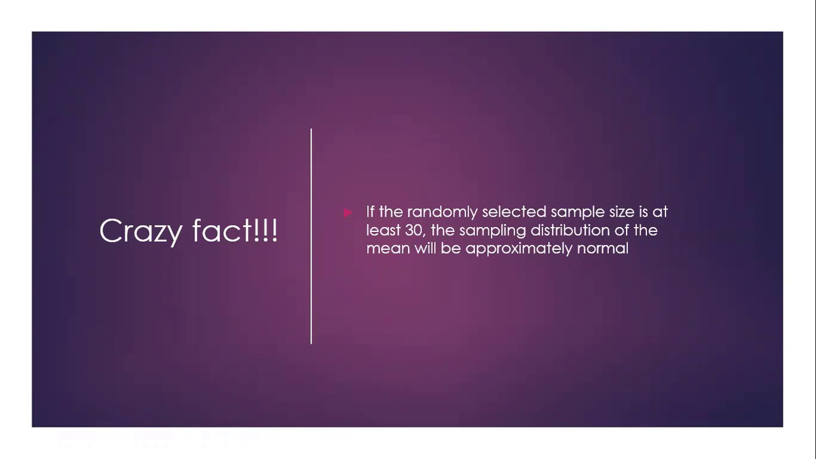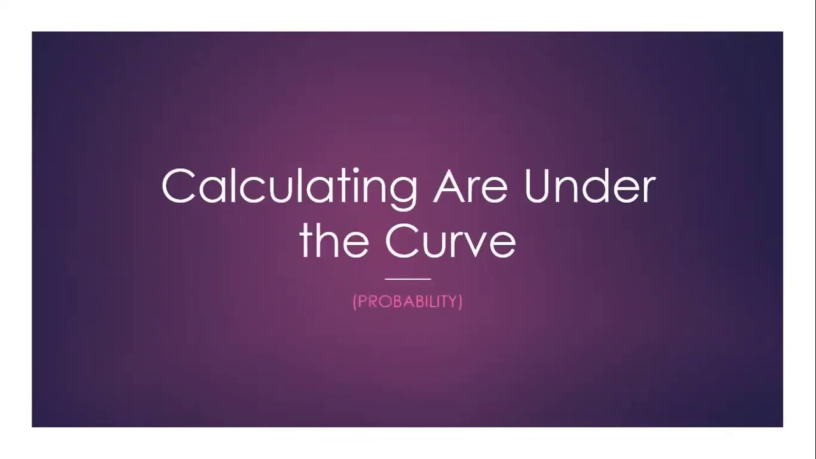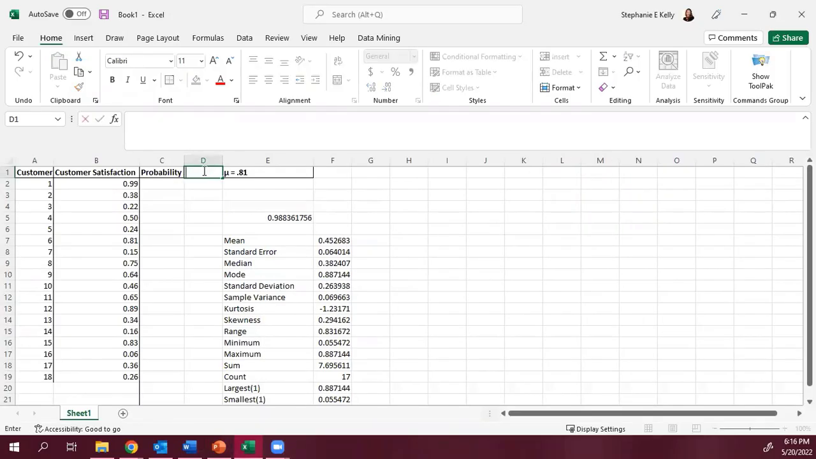Now, another thing that your chapter talks about is calculating the area under the curve to get probabilities of individual z-scores. So let's look at how to do this in Excel. To do this, we need to calculate our z-scores. And these are individual data z-scores, not z-scores of the mean. So we're going to go back to our old formula: our data point minus the sample mean, divided by the standard deviation, is our z-score.